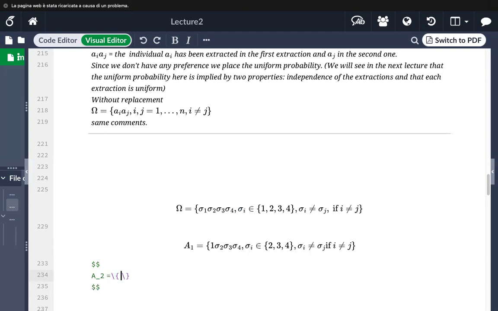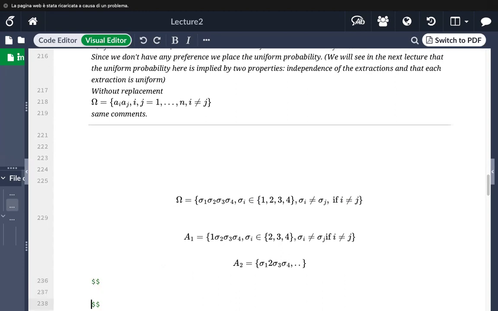So basically, as you said, A2 is the same stuff, but with a fixed 2, so sigma 1 to sigma 3, sigma 4, and I avoid writing all the other parts of A2.